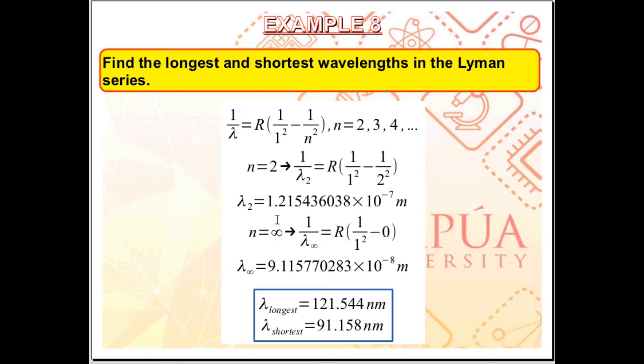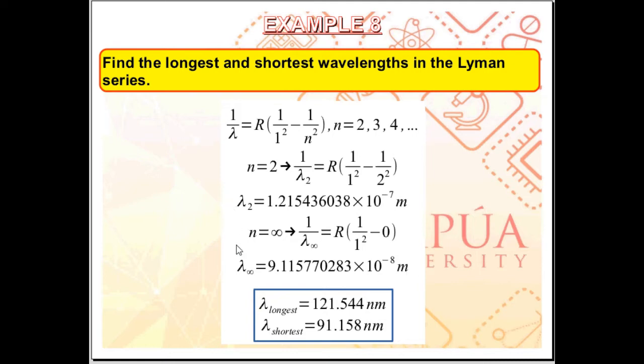For the largest value, n is equal to infinite, 1 over lambda is equal to R times (1 over 1 squared minus 0). 1 over infinite squared is equivalent basically to 0, which will give us lambda infinite is equal to 9.115770283 times 10 to the negative 8 meters.